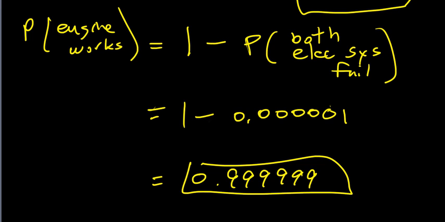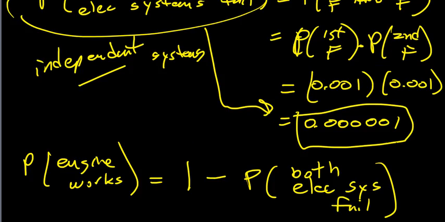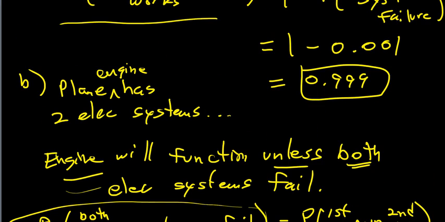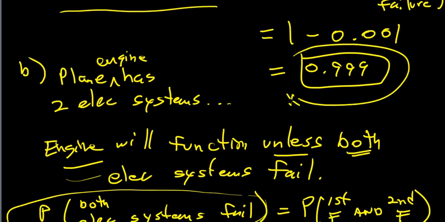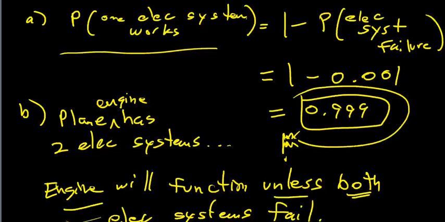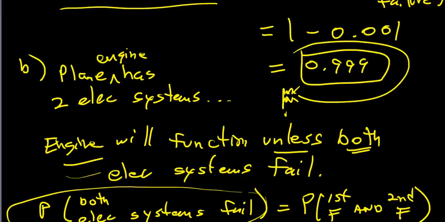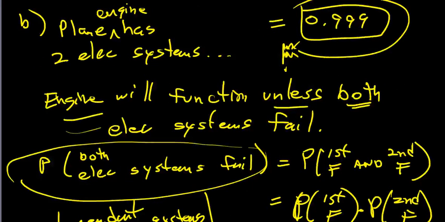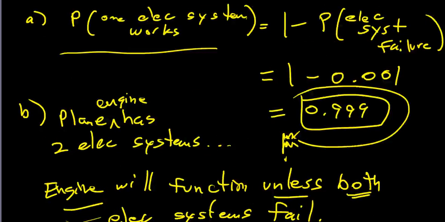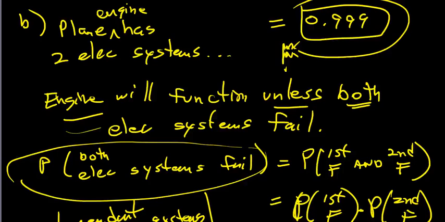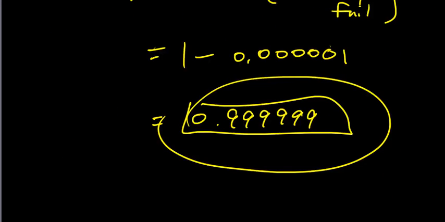And we can see the answer to part B right here is rather higher, certainly greater than the answer in part A. Not by much, but this illustrates the effect of adding an independent system onto the plane engine. Certainly, the more independent electrical systems you have, the greater your probability of maintaining your flight and safety and life in the air.